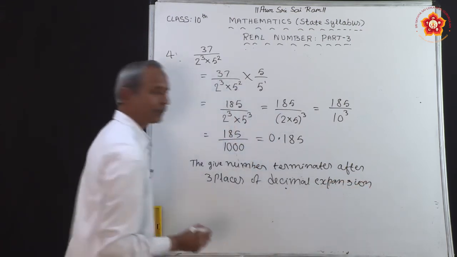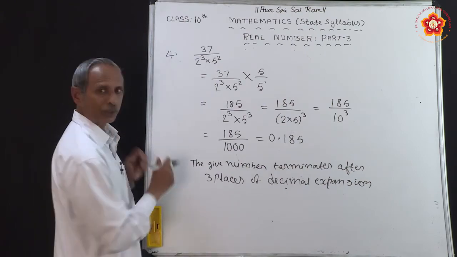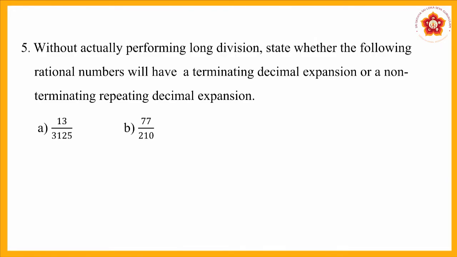Now this is the solution for the fourth problem. Let us move to the fifth problem. Without actually performing long division, state whether the following rational numbers will have a terminating decimal expansion or a non-terminating repeating decimal expansion. Now let us move to the first problem, A.